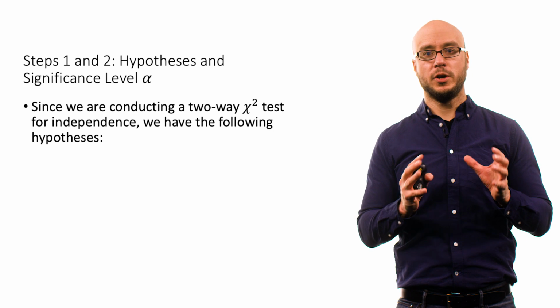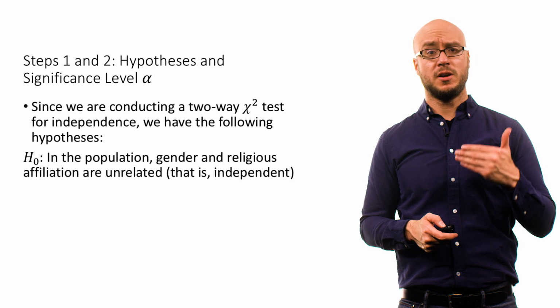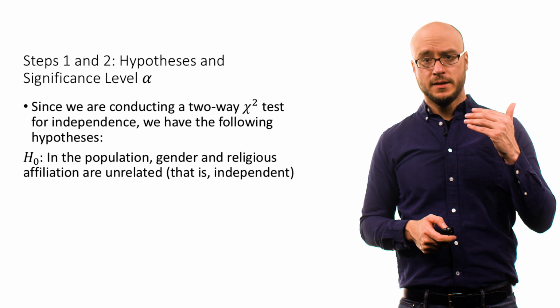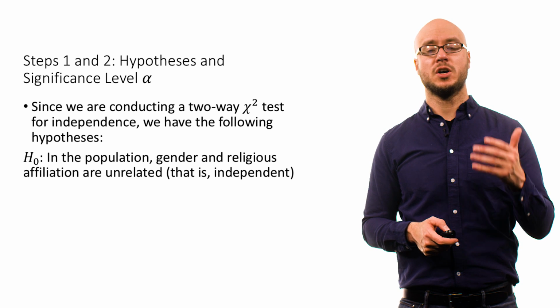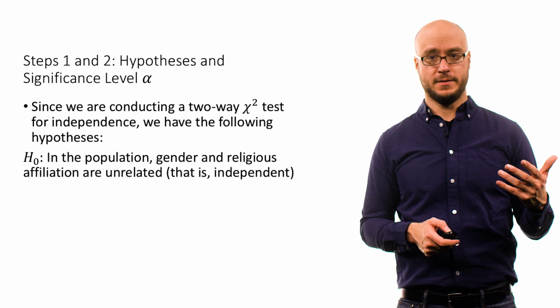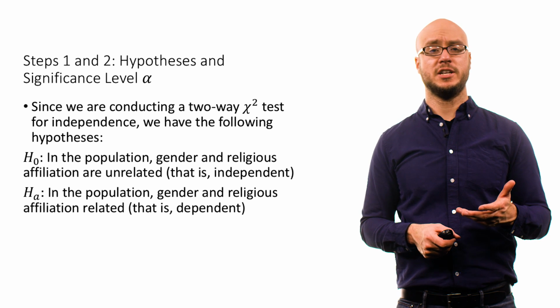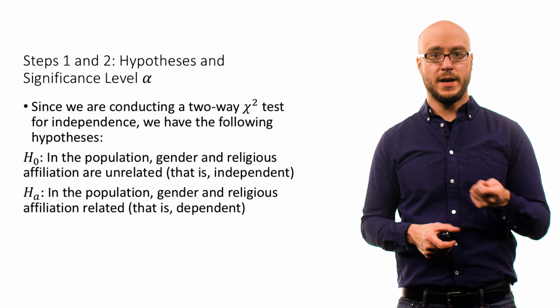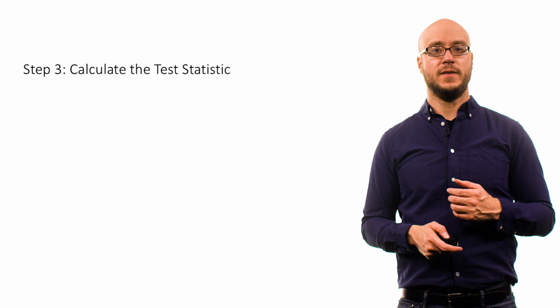So let's move on to steps 1 and 2. We are conducting a two-way chi-square test for independence, so our hypotheses are as follows. The null is that in the population, gender and religious affiliation are unrelated. They're independent. The alternative is that in the population, gender and religious affiliation are related. They are dependent on each other. By convention, we're going to set alpha to 0.05.